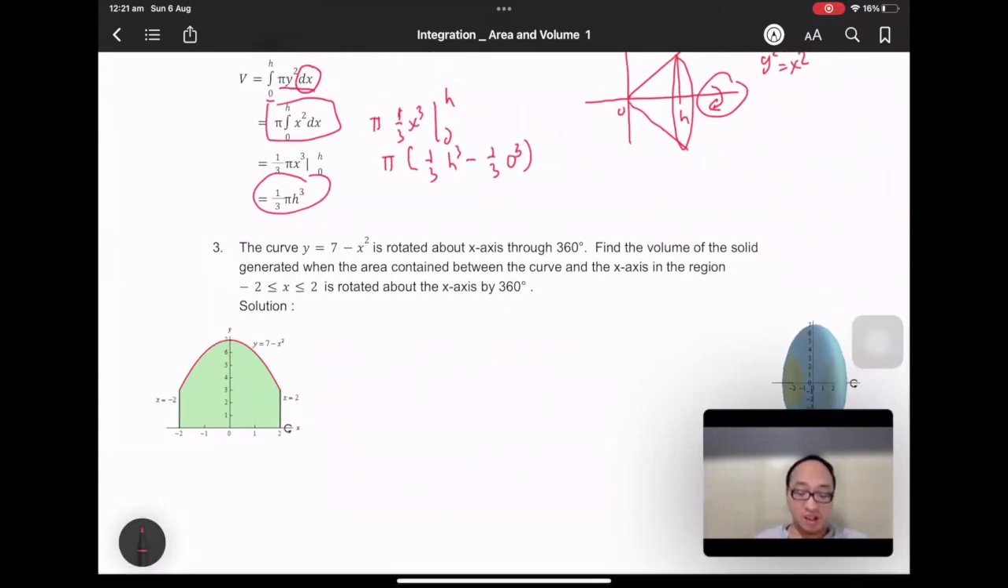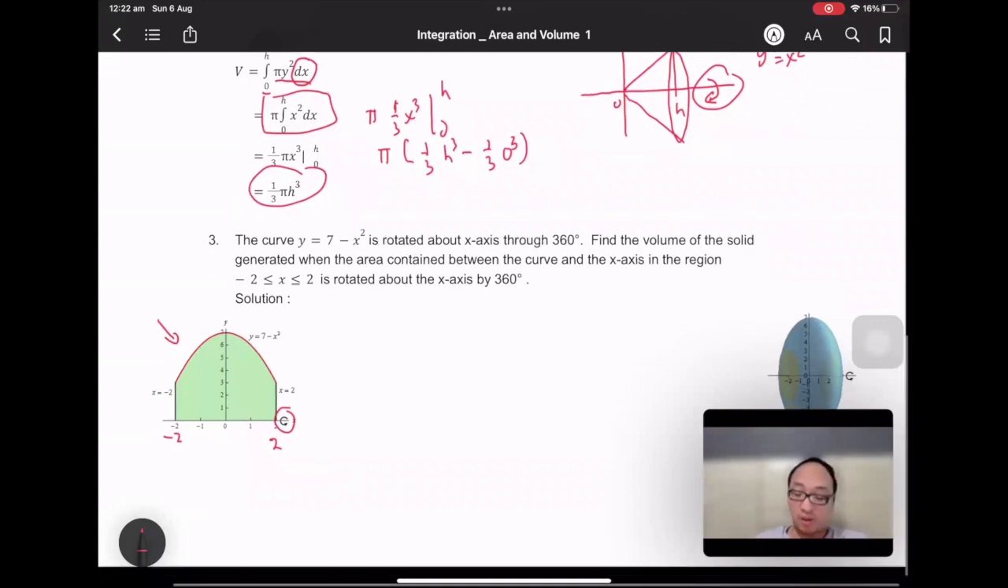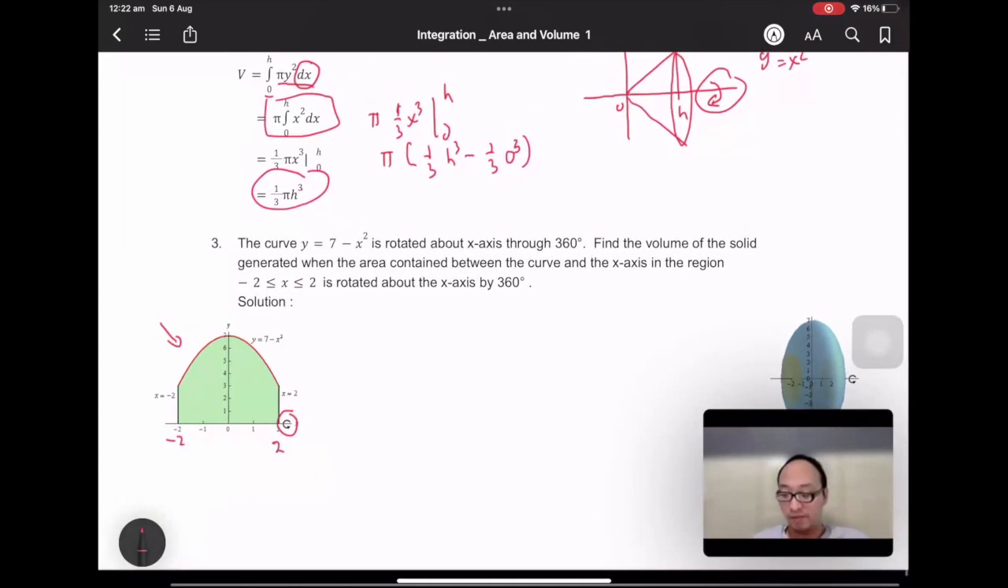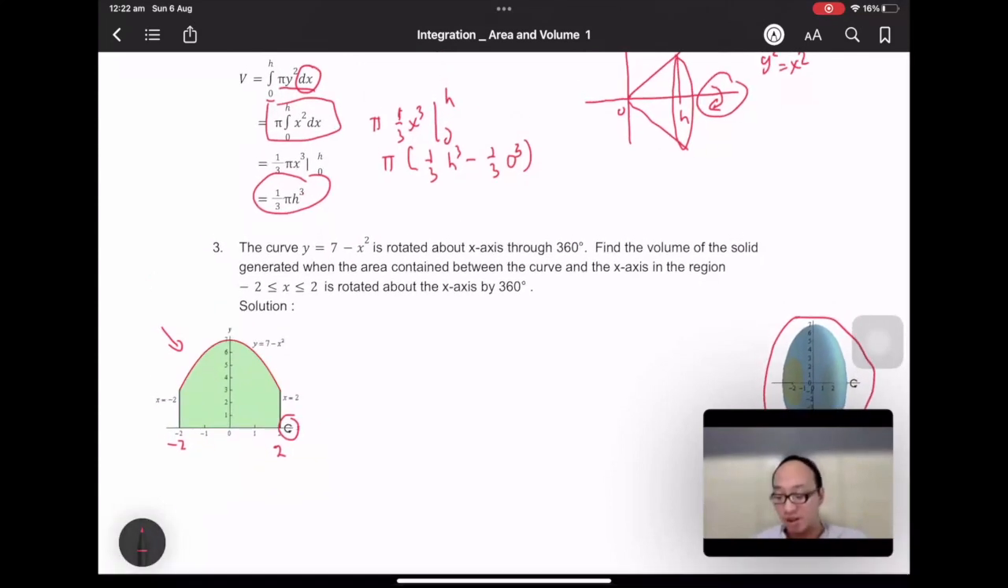Number 3, the curve is rotated about the x-axis through 360 degrees. Find the volume between -2 until 2 and the x-axis, between the graph and the x-axis. So we rotate this. The graph of 7 minus x squared will be this. You can see it's a concave down quadratic from -2 until 2. And then when we rotate, it will be like this. You can see on the right. So we can just put it in the formula. So the volume will be pi integral of f(x) squared dx.